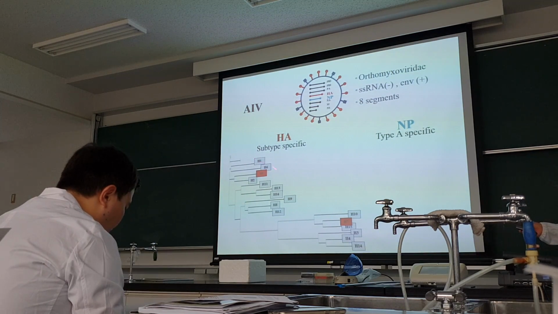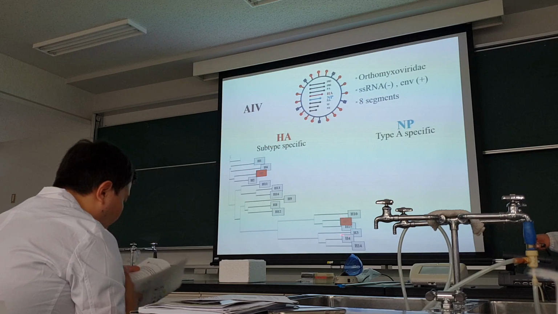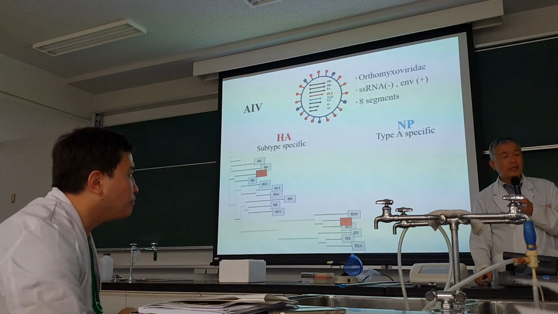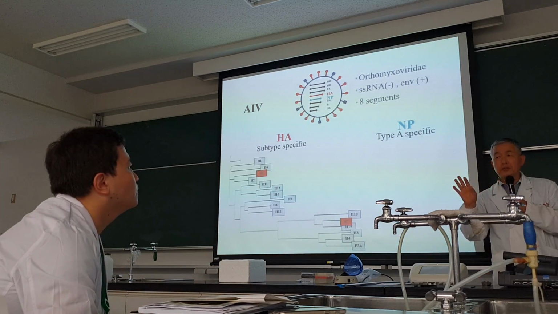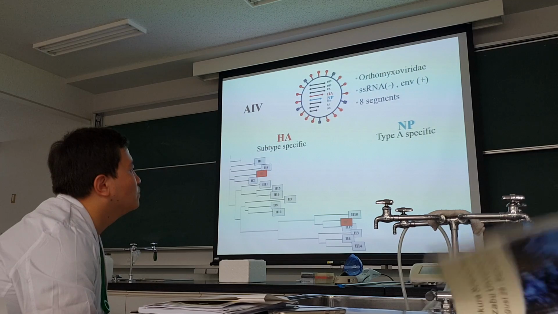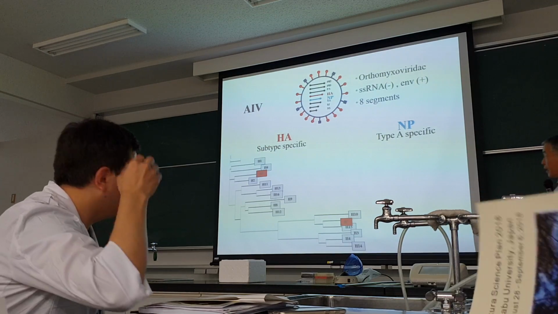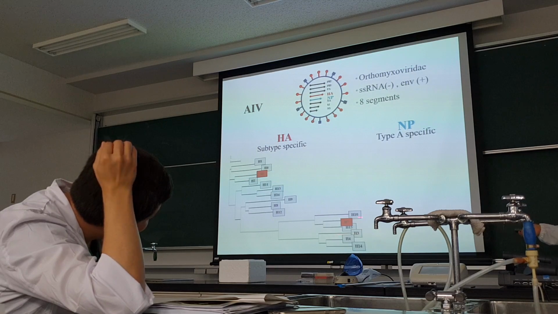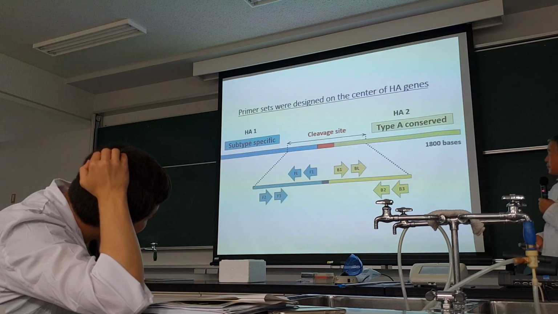And also, if we detect this or this, that is 3 detections. The LAMP test is sufficient in the veterinary field. So we developed H5, H7, and NP.